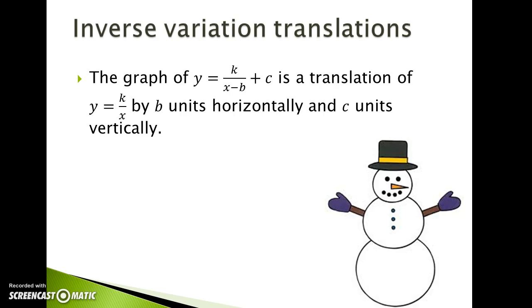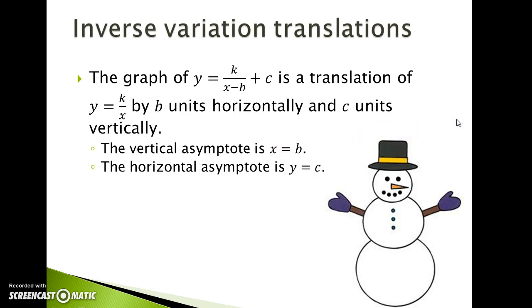And just like before, b is going to look like it's operating backwards because in our formula here there's a negative in front of the b. C, on the other hand, will look like it's doing what we think it would be doing because in the formula, c has a plus sign in front of it. The vertical asymptote is x equals b, so again, if it says x minus 7, the minus is part of the formula. The asymptote would be x equals positive 7. And the horizontal asymptote is y equals c.